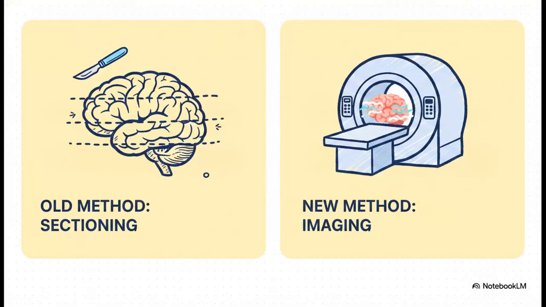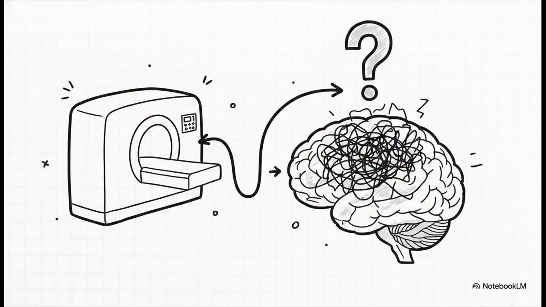Let us look at how doctors solve this. Old methods were very difficult. They required cutting the brain into slices. Doctors could only do this after a person died. New methods use MRI machines. An MRI machine looks inside a living brain. It is completely safe. The machine watches water moving along the brain roads. This sounds great, right? But there is a big problem.